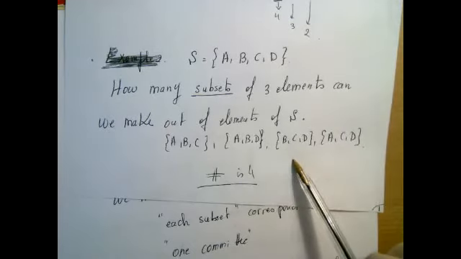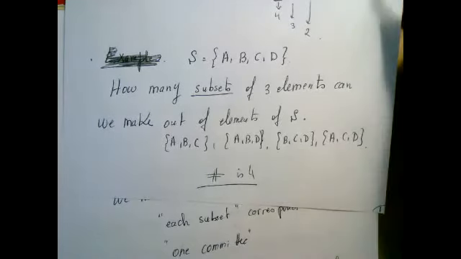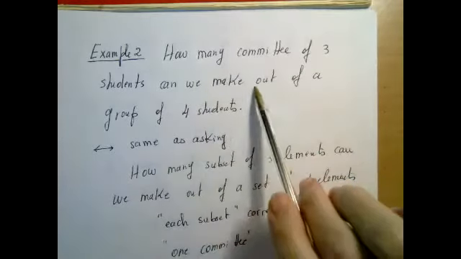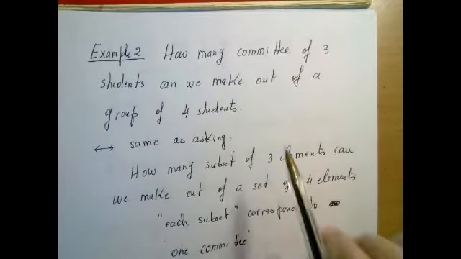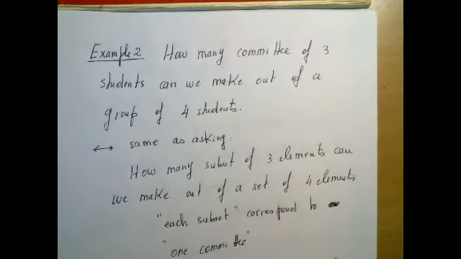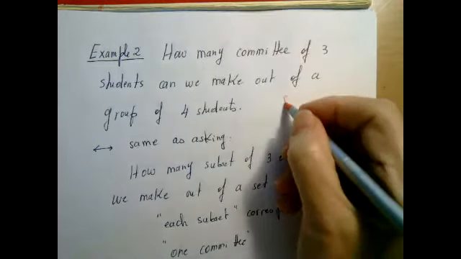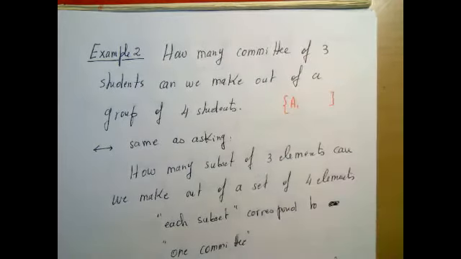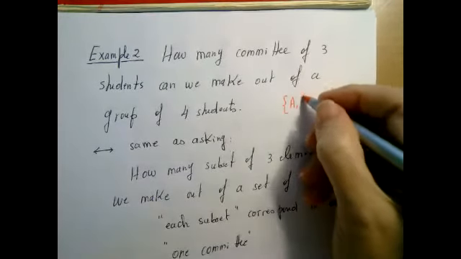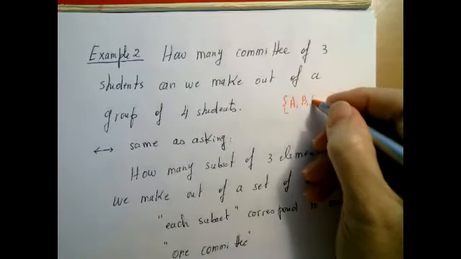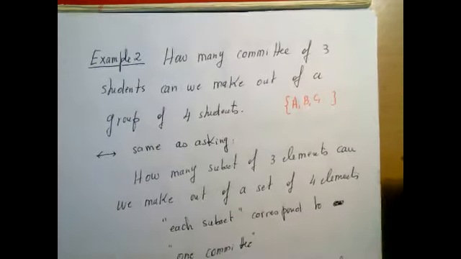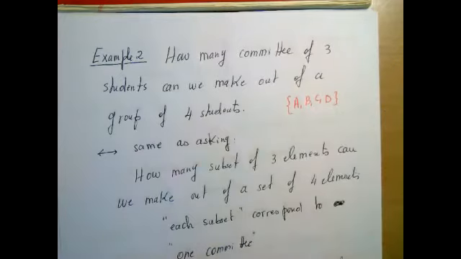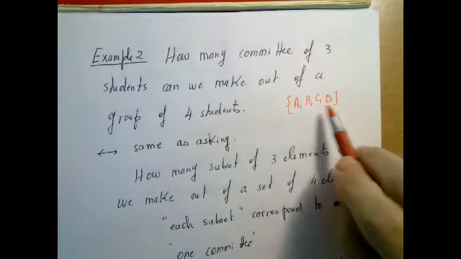If you don't answer, it means you don't think it's actually the same question. So how many committees of 3 students can we make out of a group of 4 students? Basically, I have 4 students. You can call them what you want: A for Arnold, B for Bob, C for Kathy, and D for Devin. Okay, so these are my students.